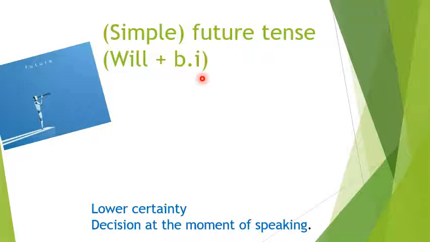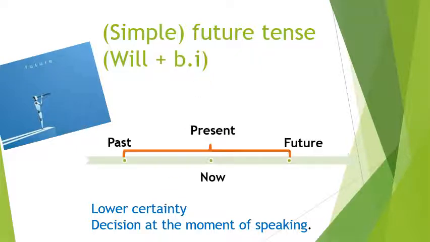As you can see from this timeline, we don't talk about the past, we don't talk about the present, that means right now, but we will talk about the future, okay? So this is our main focus for today. So when do we use future tense? We use future tense when we want to talk about something in the future, as you can see here.